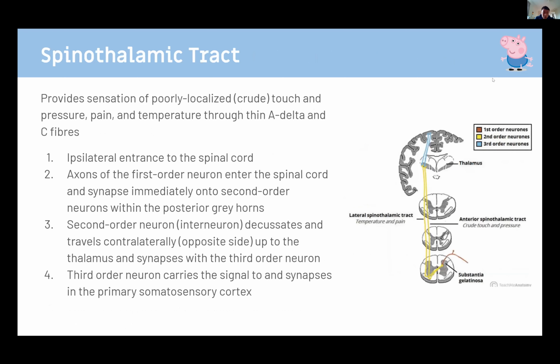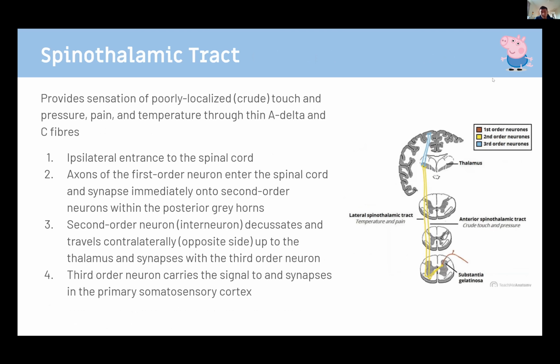And then another tract that you need to know is the spinothalamic tract. So once again, just another pathway up from your periphery towards your brain. But this one carries a bit more of a different sensation. This one carries poorly localized crude touch and pressure, pain, and temperature through your thin A delta and C fibers. So they'll have less myelination.